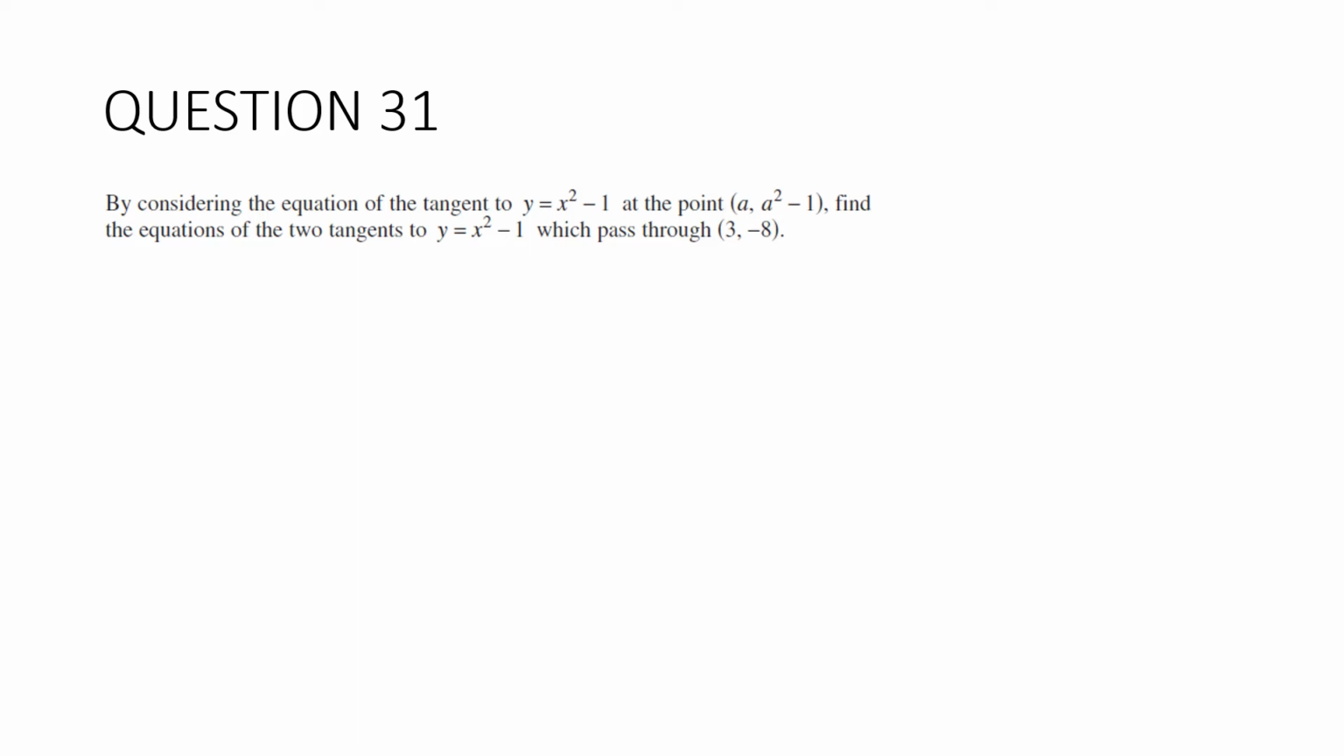Question 31. By considering the equation of the tangent to y is equal to x squared minus 1 at the point a, a squared minus 1, find the equations of the two tangents to that curve which pass through the point 3, negative 8.